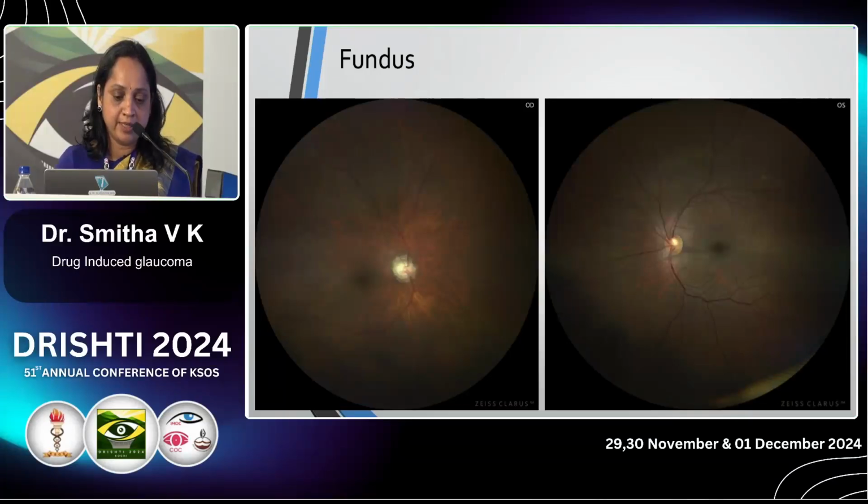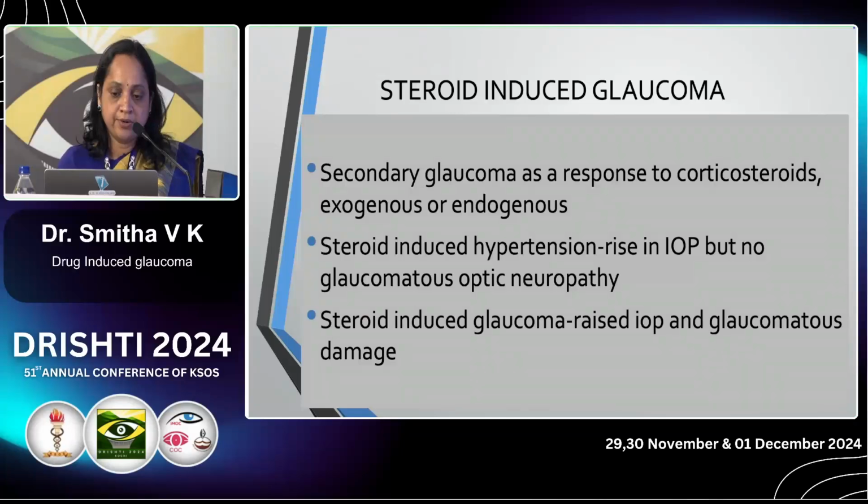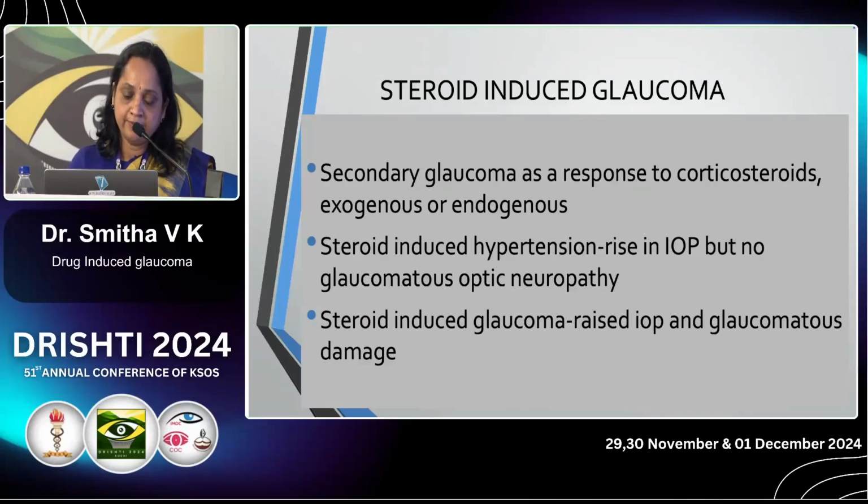This was her fundus picture, with glaucomatous optic atrophy in the right eye. So steroid-induced glaucoma can be a response to exogenous or endogenous steroids. It is called steroid-induced ocular hypertension when there is a rise in IOP but no glaucomatous optic neuropathy, and steroid-induced glaucoma when there is raised IOP with glaucomatous changes.